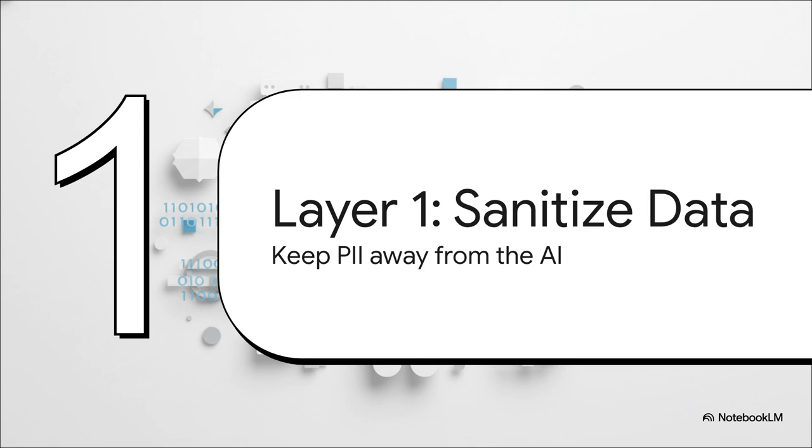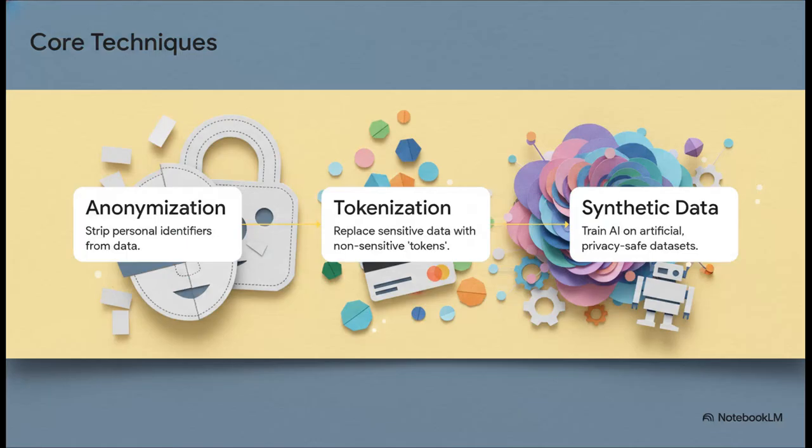The idea here is actually really simple, but it is so powerful. The absolute safest way to protect sensitive data is to make sure the AI never, ever sees it in the first place, period. And to do that, we've got 3 main tools in our toolbox: anonymization, something called tokenization, and a really fascinating one, synthetic data.